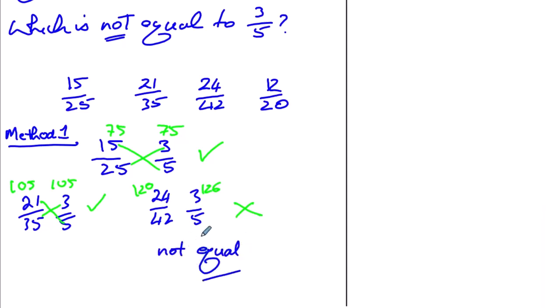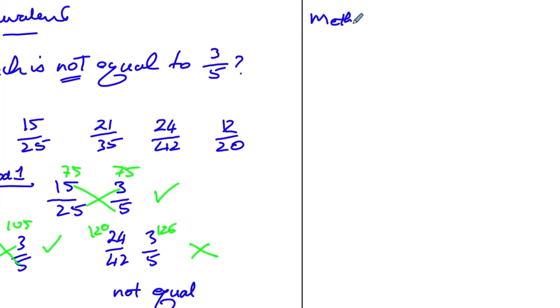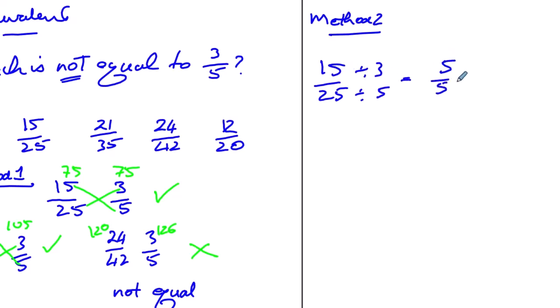There are other ways of doing this. One way is to do this. 15/25, divide the top by 3 and the bottom by 5. 15 divided by 3 is 5. 25 divided by 5 is 5. 5/5 is 1, so they are equivalent.